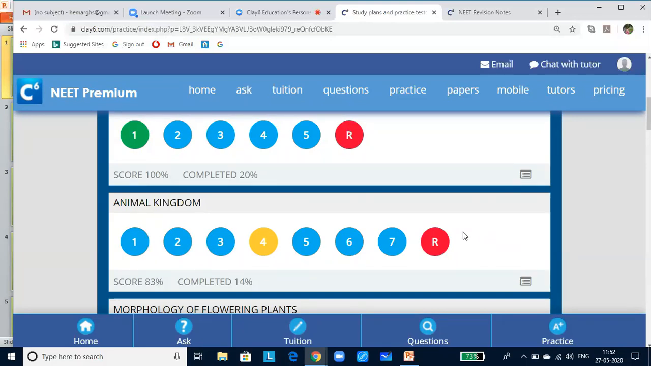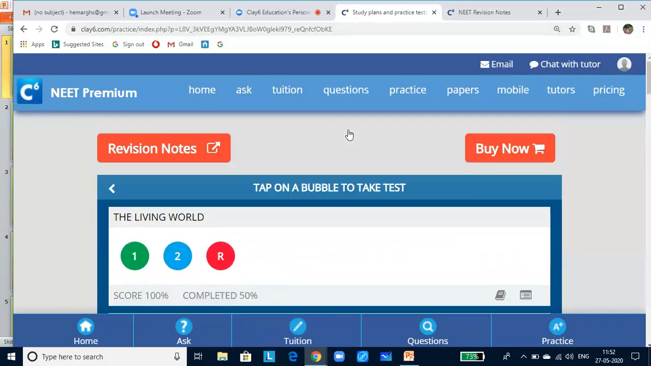In today's class, I will be revising key concepts, doing a practice test based on the concepts learned, and in the last 5 minutes I will answer your queries if you have any. Now, there is a revision notes button. If you click it, it will open into a PDF.